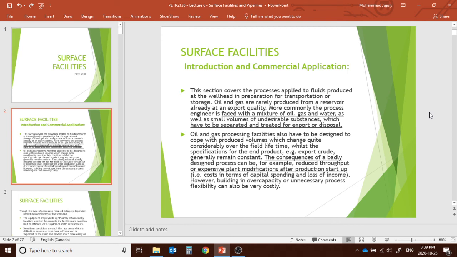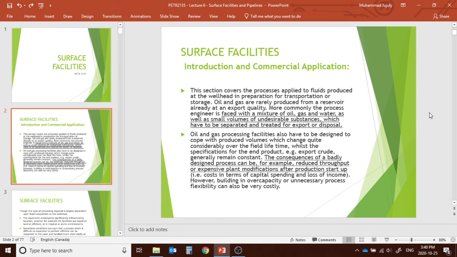So what do we mean by surface facilities, and what does it actually stand for? In this section, we'll cover the processes applied to the reservoir fluids that we produce from the wellhead, how we process these reservoir fluids, and how we prepare them for transportation and send them to the processing units, for instance refineries.